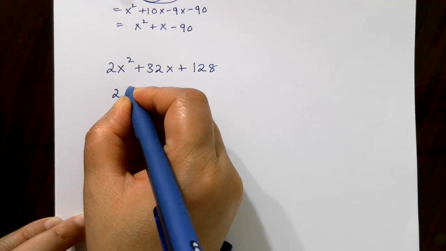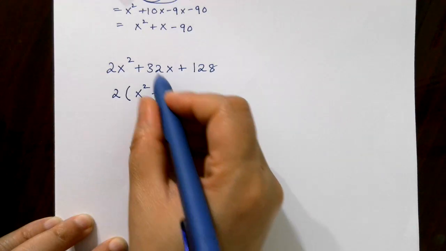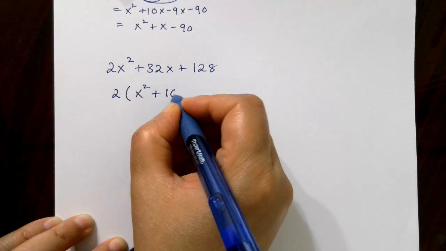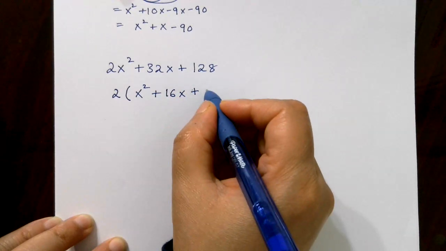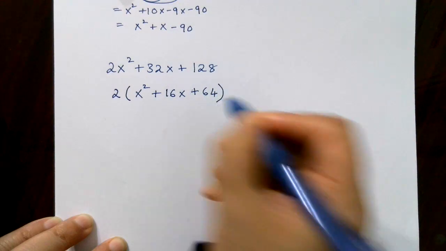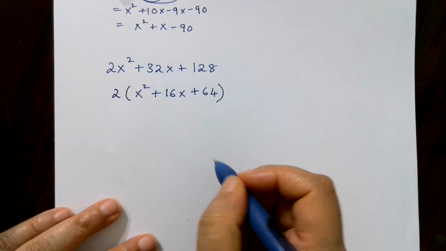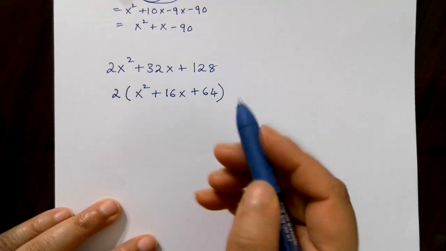So if you take the 2 out, you are left with x squared plus, 2 times 16 gives you 32, so it's 16x, plus 2 times 64 gives you 128. You got the factors. You see this trinomial? It has a leading coefficient of 1.